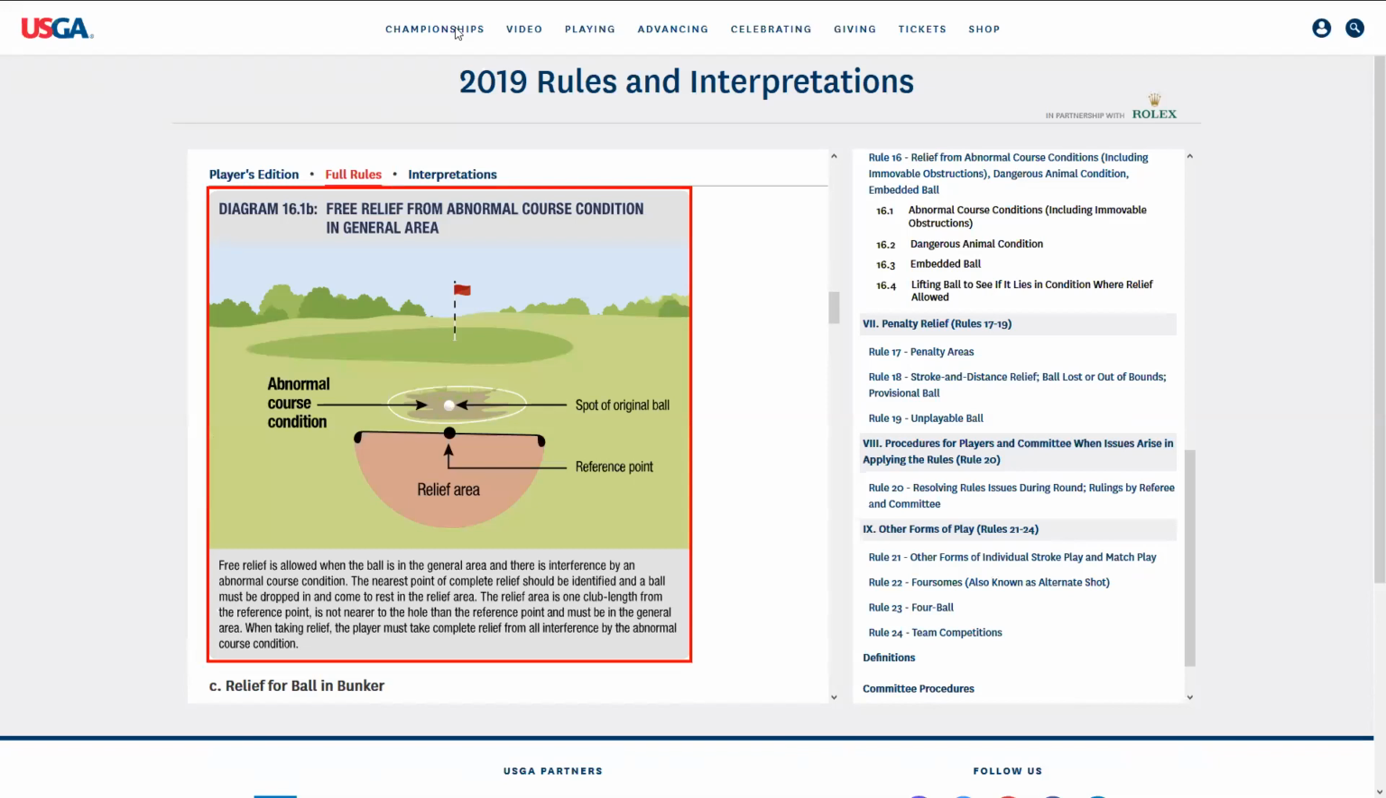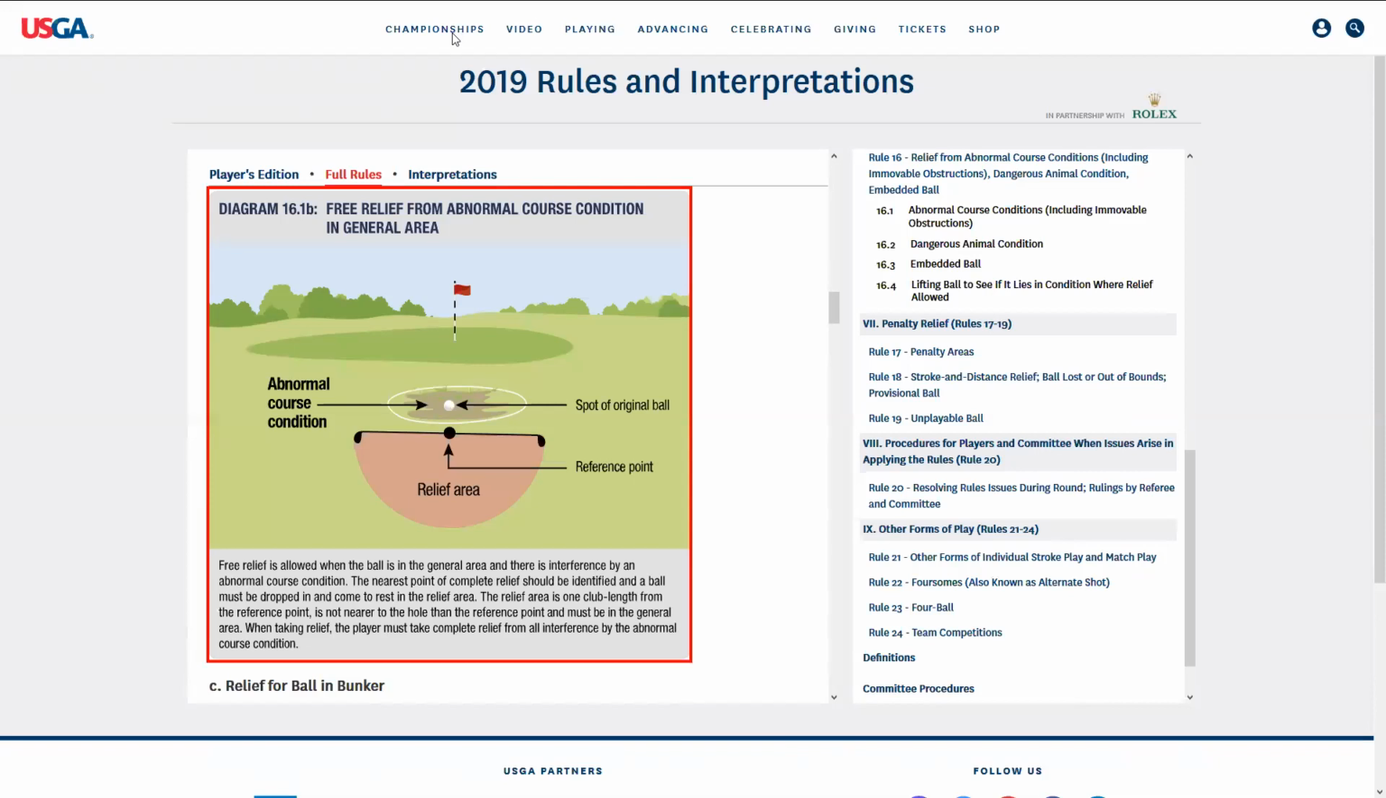Let's look at 16.1c, relief for ball in bunker. The player's ball is in a bunker and there is interference by an abnormal course condition. The player may take either free relief or penalty relief. So let's look at free relief. And let's go to the drawing on the 16.1c.